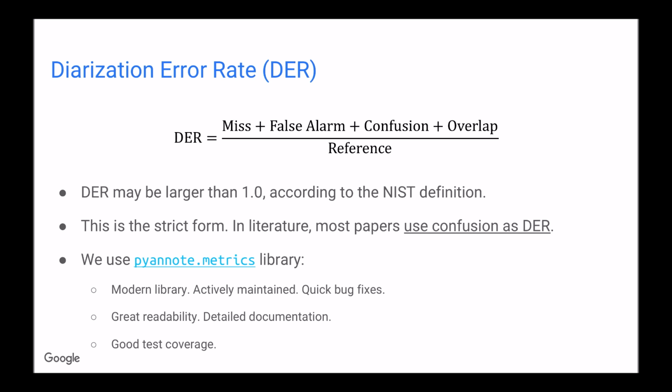Diarization error rate, or DER, is the ultimate metric for a diarization system. It includes all types of errors, and by definition, this value can be even larger than 1. However, it's important to note that in literature, most people report only the confusion part and refer to it as the diarization error rate. To evaluate our system, we use the pyannote.metrics library.